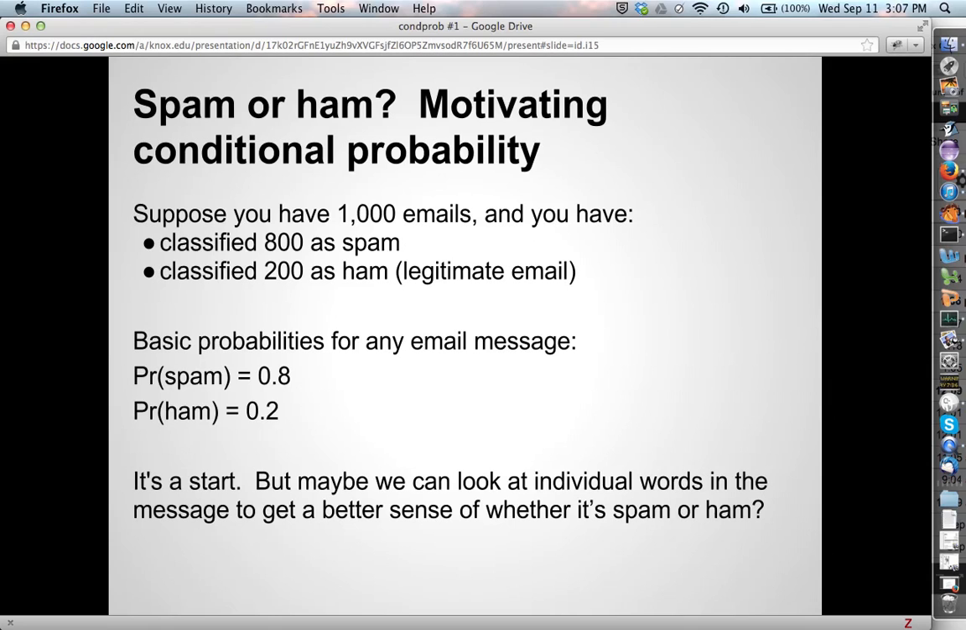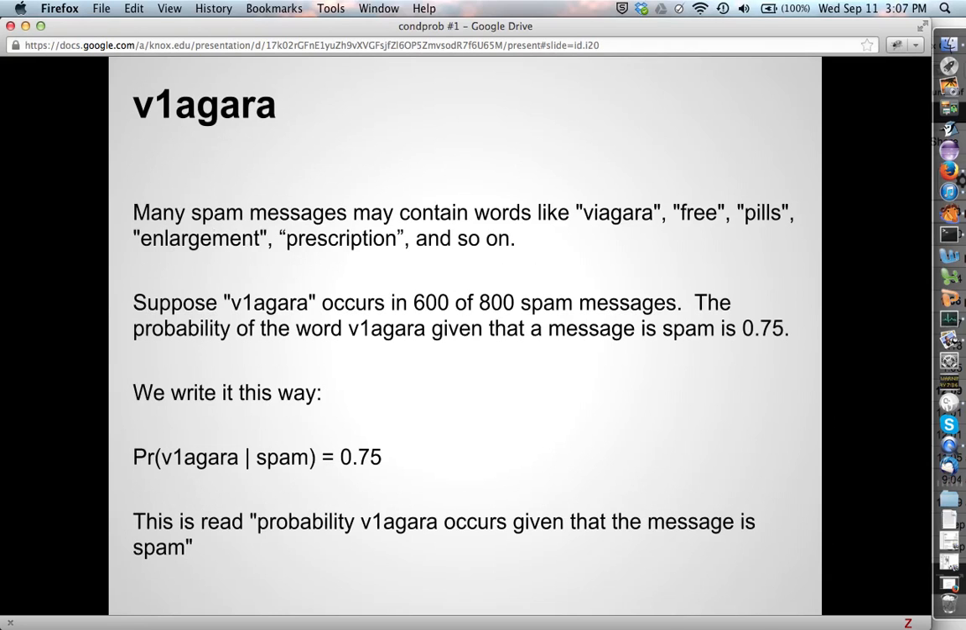We just have these overall probabilities. So maybe we can look at the individual words in the message to get a better sense of whether it's spam or ham. A lot of spam messages, for whatever reason, are about Viagra, or pills, or some sort of free prescription drugs, or enlargements of various kinds, and so on. So suppose the word Viagra occurs in 600 of the 800 messages that we've classified as spam. Well, now we know the probability of the word Viagra occurring, given that the message is spam, is 0.75, and we would write that this way.